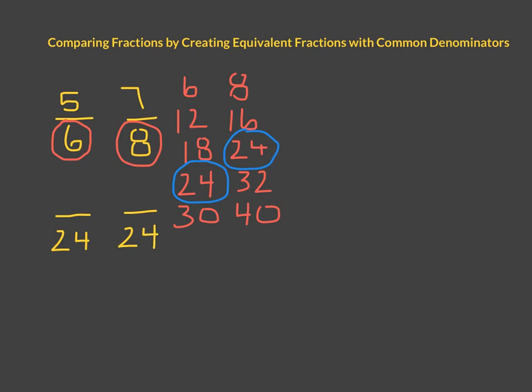The next step is to find numerators for our equivalent fraction. We'll begin with 5/6. 5/6 is equivalent to something over 24. As we examine this, we need to determine 6 multiplied by what number gives us 24. 6 multiplied by 4 is 24. Therefore, we multiply the numerator 5 by the same number 4, and we get a numerator of 20.